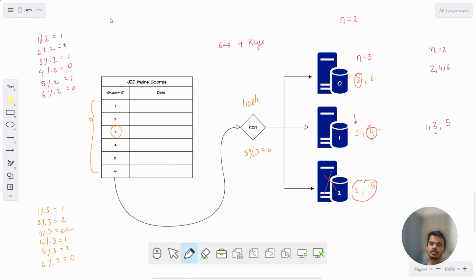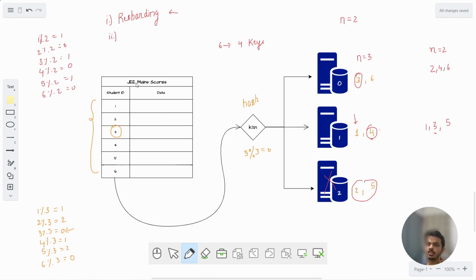Whenever a new server is added or a server goes down, you will have to move the keys, or you will have to do the resharding or repartitioning. Okay? That is one particular problem. This is problem number 1. What is problem number 2?